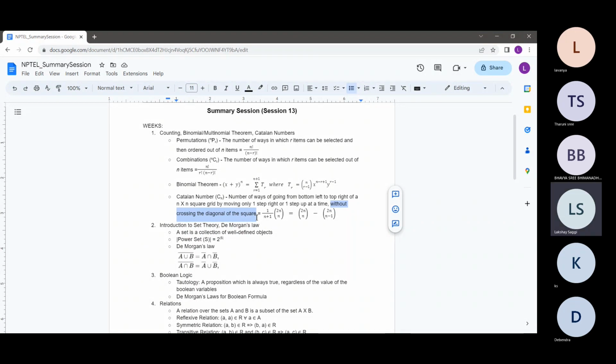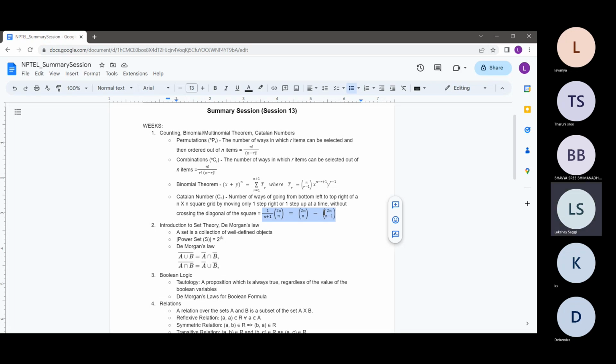If we have to find the number of ways where the diagonal is crossed, the total number of ways is 2n choose n, and we need to subtract the number of ways where the diagonal is not crossed. So the answer will be 2n choose n minus this quantity, which comes out to be 2n choose n minus 1, right? Because the 2n choose n terms will cancel each other. I'm not writing this down, but I'm just pointing out that the number of ways of going from bottom left to top right of a square grid by crossing the diagonal at least once will be equal to 2n choose n minus 1.